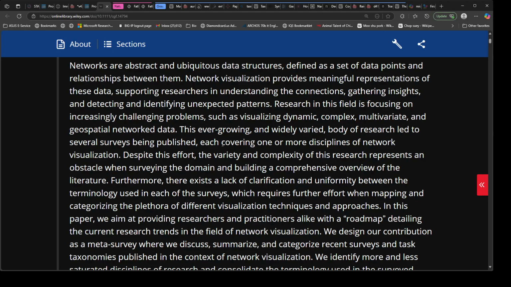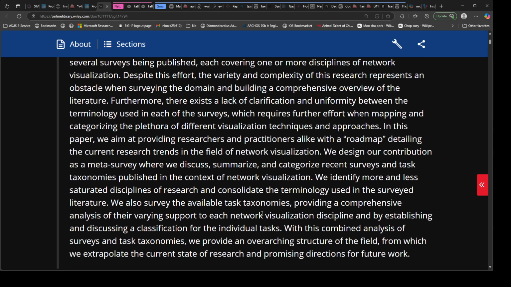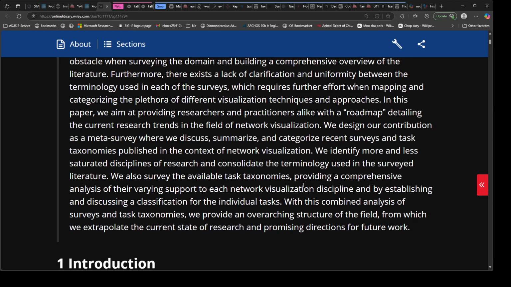We design our contribution as a meta-survey where we discuss, summarize, and categorize recent surveys and task taxonomies published in the context of network visualization. We identify more and less saturated disciplines of research and consolidate the terminology used in the surveyed literature. We also survey the available task taxonomies, providing a comprehensive analysis of their varying support to each network visualization discipline and by establishing and discussing a classification for the individual tasks. With this combined analysis of surveys and task taxonomies, we provide an overarching structure of the field, from which we extrapolate the current state of research and promising directions for future work.